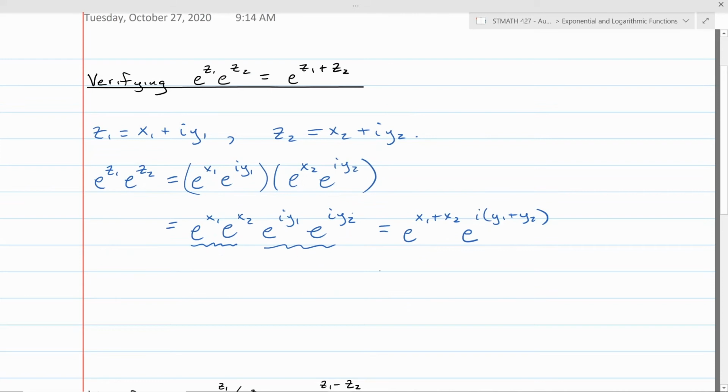Now you can see that this is exactly e to the x1 plus x2 plus i times y1 plus y2, which you can separate out into x1 plus iy1 plus x2 plus iy2, which of course is e to the z1 plus z2.